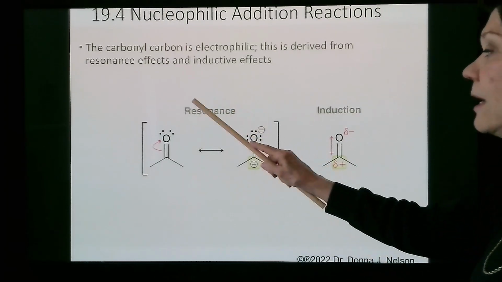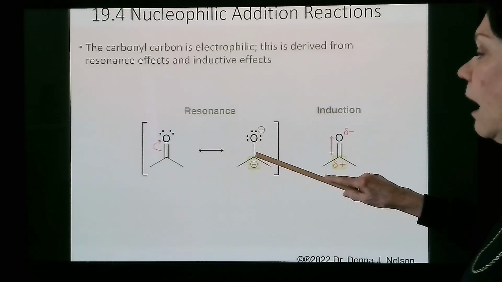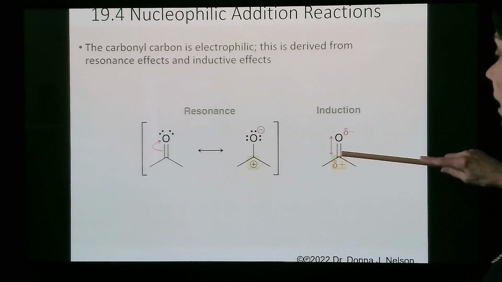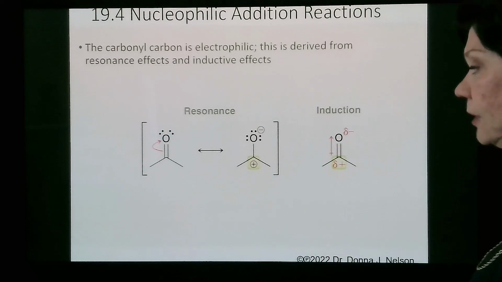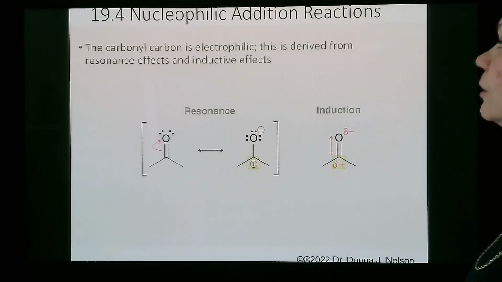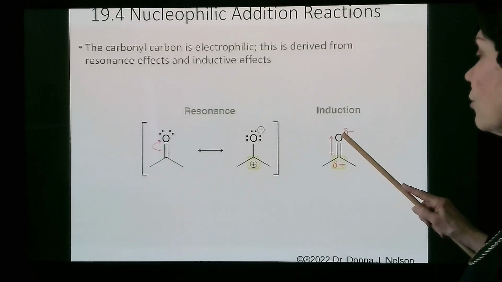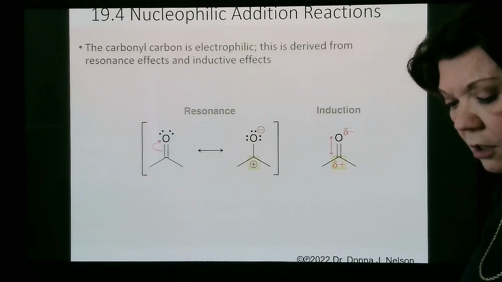And so the resonance, and what is drawn here, indicates the electron withdrawal conjugatively, and this indicates the induction through the sigma system. So they both contribute to the greater negative charge on oxygen and the partial positive charge on carbon.